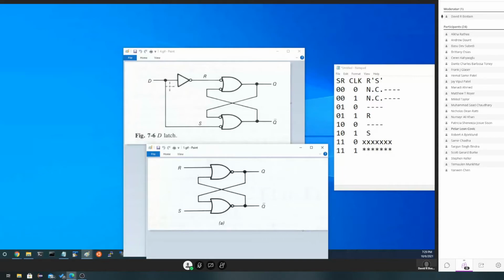That also means I can never have the state where R and S are equal. I can never have them both being 0,0, meaning no change. But of course, I can just leave D however I always want the output to look. And I also can't have the disallowed state. So this is an improvement to this design right here.